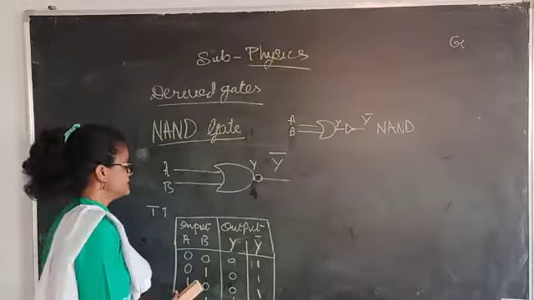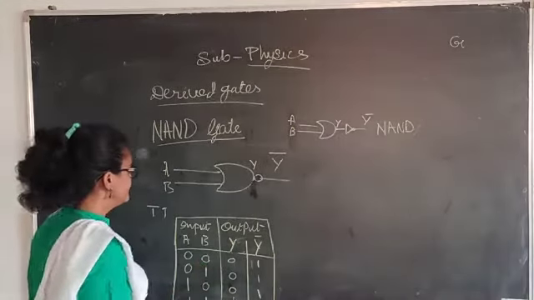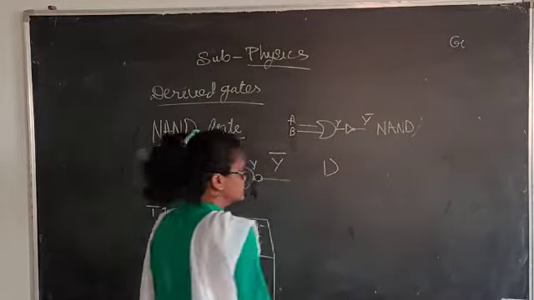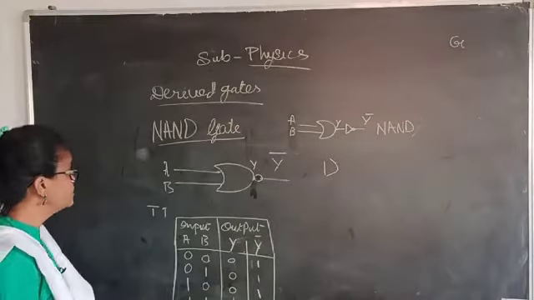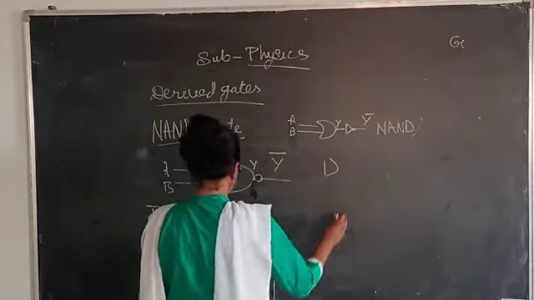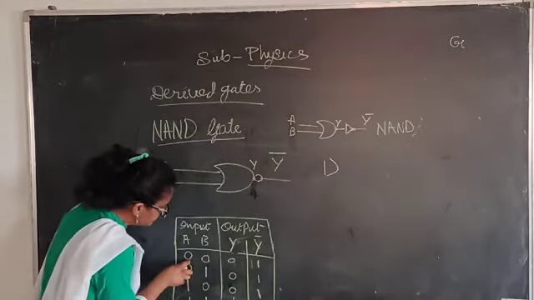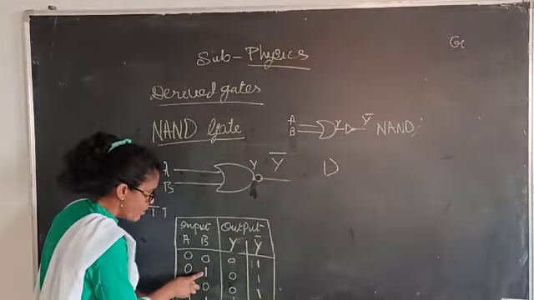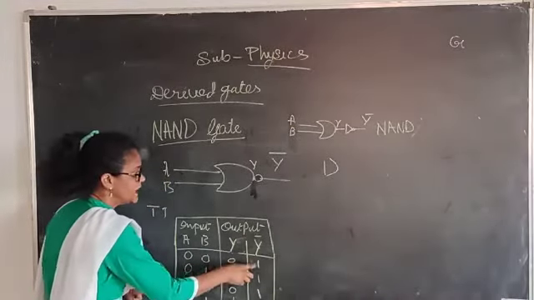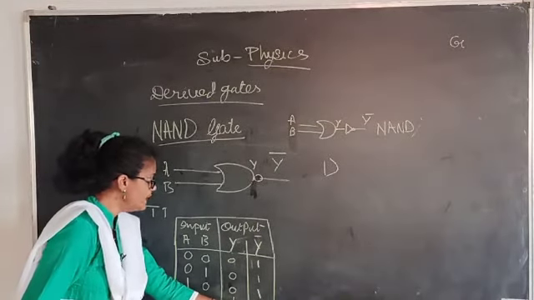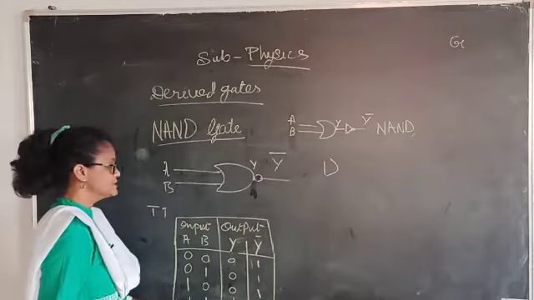So from this we can conclude that for the NAND gate, if both are 0, or both are low, or even if one is low, then the output is high, and the output is low only when both the inputs are high.